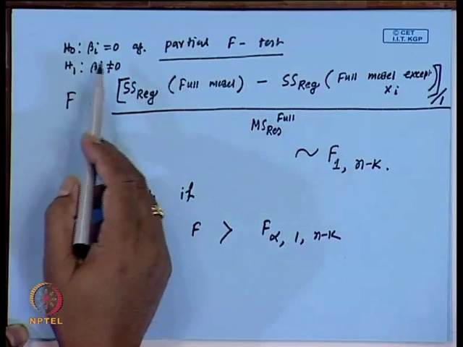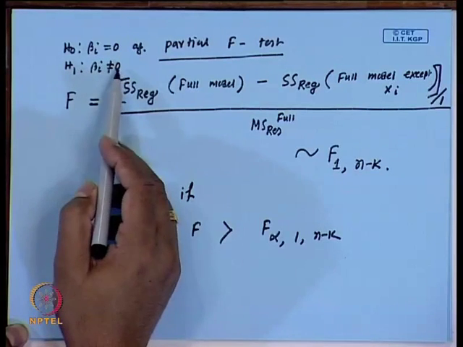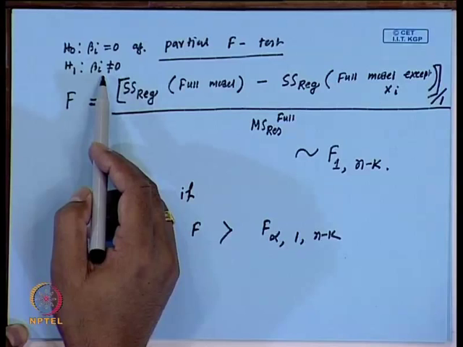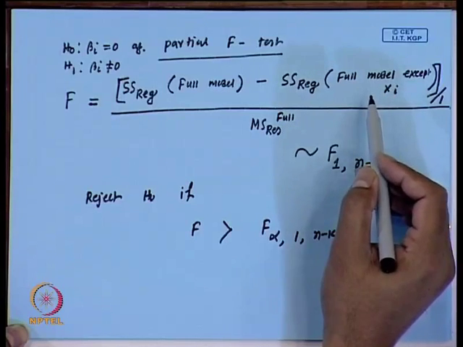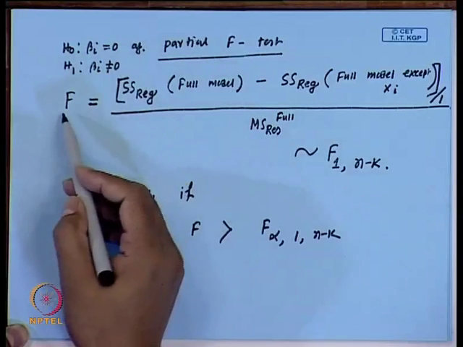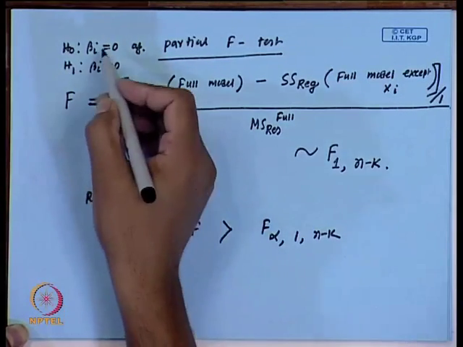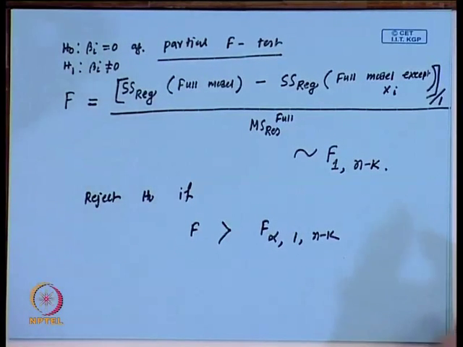Rejecting H naught means accepting the alternative: x i, the i-th regressor, has a significant contribution to explain the variability in y in the presence of other regressors in the model. If this difference is large, then the i-th regressor has a significant contribution, F is large, and we reject the null hypothesis and accept the alternative hypothesis. We talked about all these things before also.